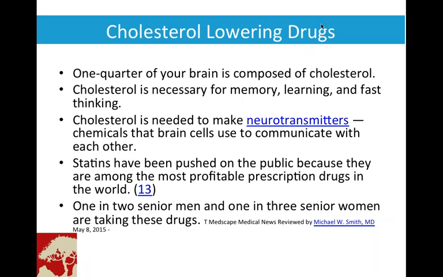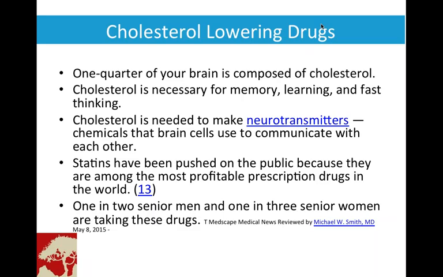Statins have been pushed on the public because they're among the most profitable prescription drugs in the world. They're easy to make. They're cheap. And in the United States, we've paid an average of 12 times more for our cholesterol-lowering drugs than in other places in the world. 1 in 2 senior men and 1 in 3 senior women are taking these drugs. That's crazy.